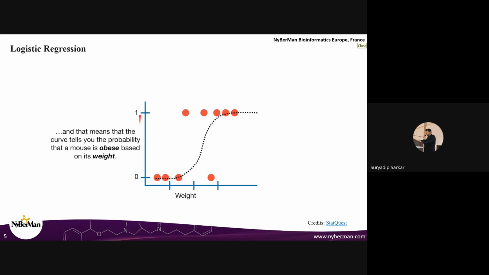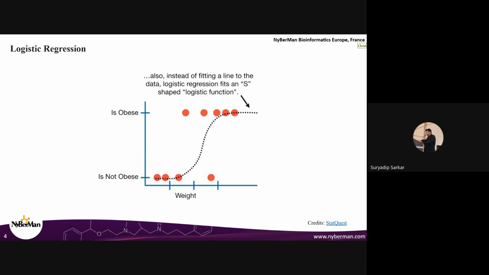Okay, so this y-axis is nothing but the probability of this mouse being obese given its weight. Therefore the y-axis goes from 0 to 1. As you can see, there are two classes: the mouse is obese, the mouse is not obese, right?